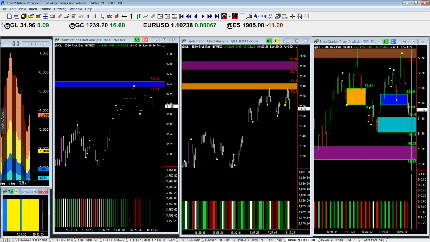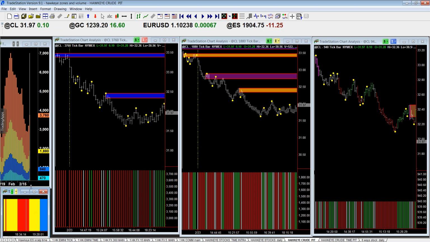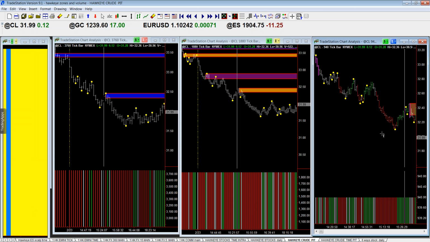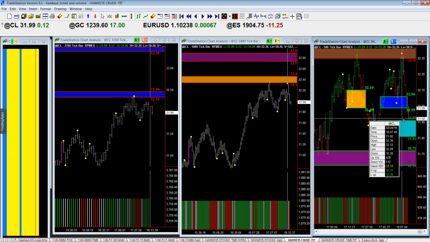Now, I'm not going to go into this in detail because I'm not here to try and sell you any indicators. I'm here to try and get you to really understand what you already have. But when we get to here, you can see that this is yellow. So it's just telling me trade the yellow chart. And there you can see I've got yellow.